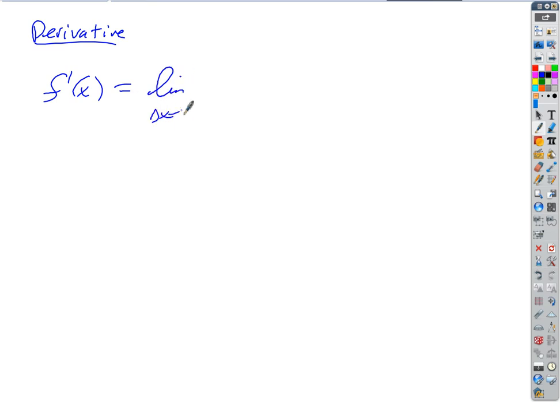The difference quotient. So f of x plus delta x minus f of x over delta x, as delta x goes to 0. Good. Okay, and remember where that comes from.